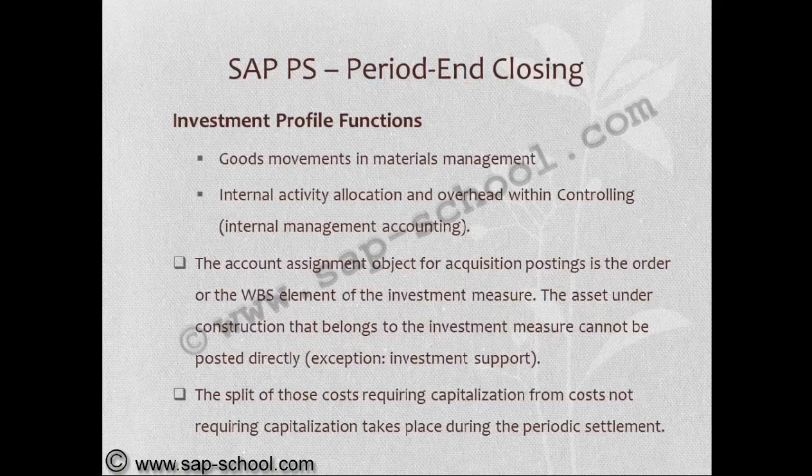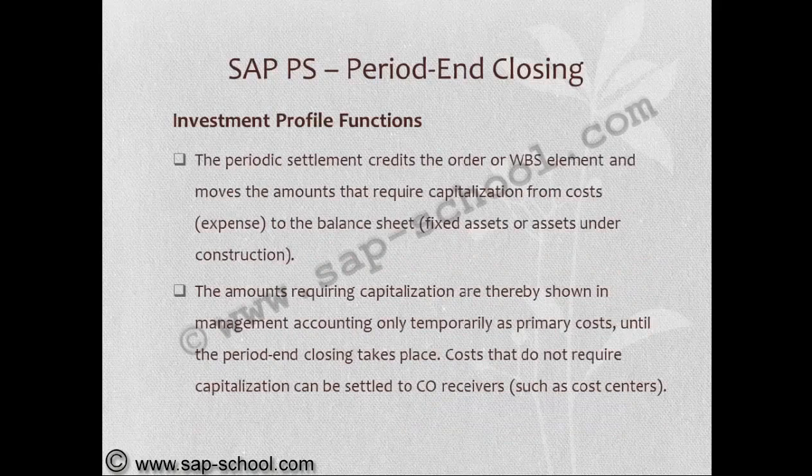The split of those costs requiring capitalization from costs not requiring capitalization takes place during the periodic settlement. The periodic settlement credits the order or WBS element and moves the amount that requires capitalization from cost to the balance sheet. The amounts requiring capitalization are thereby shown in management accounting only temporarily as primary costs until the period end closing takes place. Costs that do not require capitalization can be settled to controlling receivers.